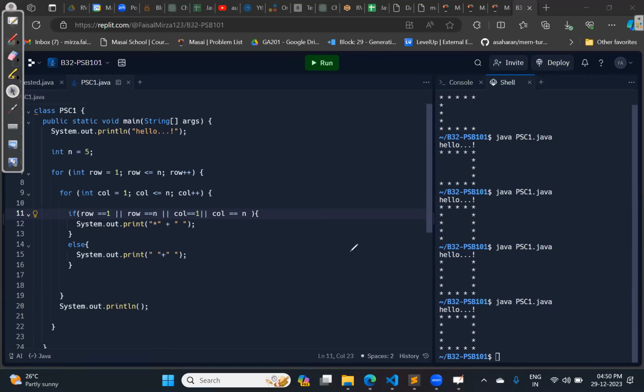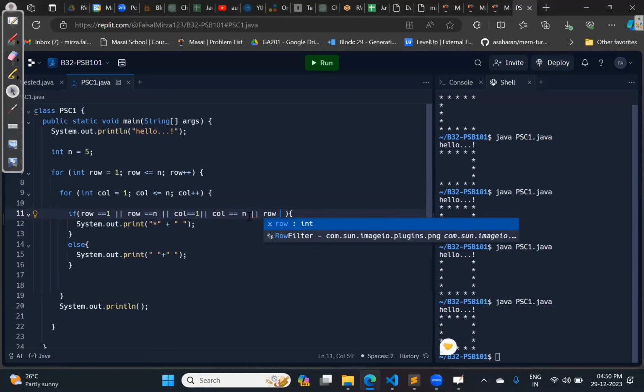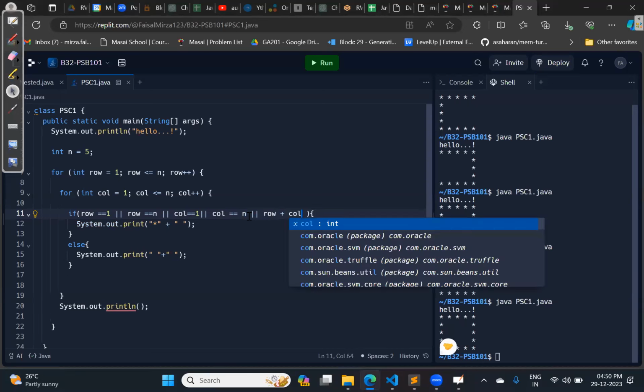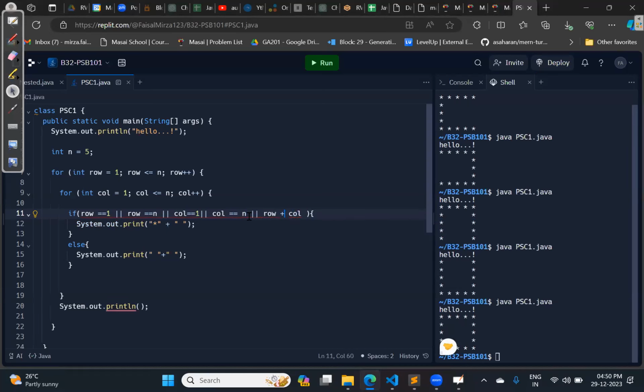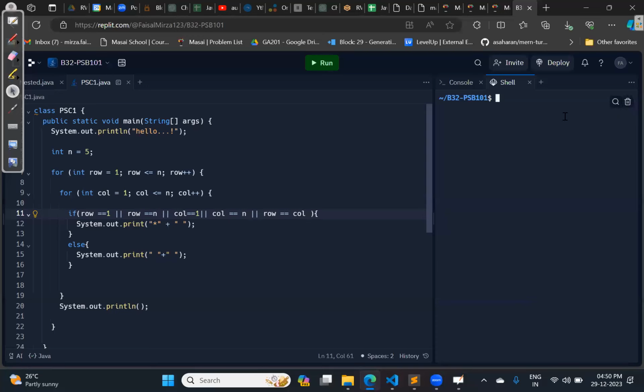So we know, the observation from yesterday, that whatever the position is for the diagonal, at that position row and column have the same value. Okay. So can I use this condition? Row equals to column. So let us try to get this. Java.